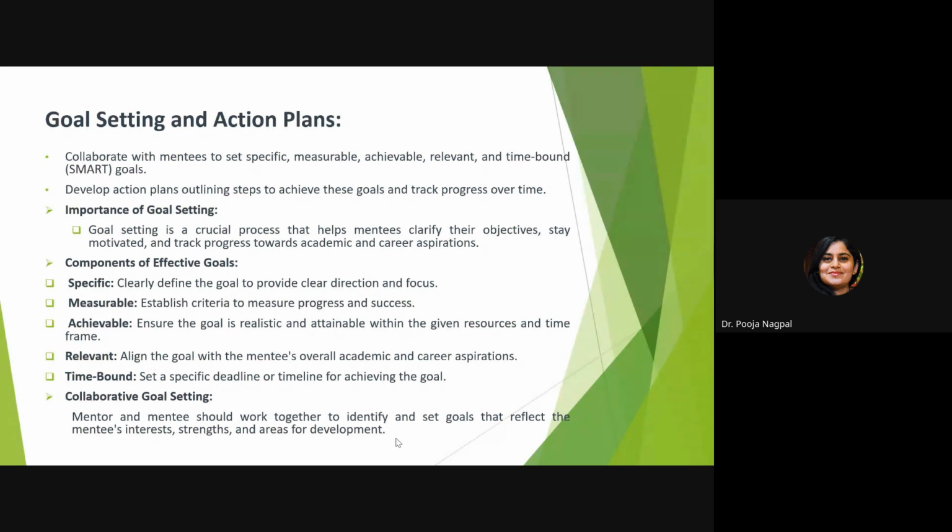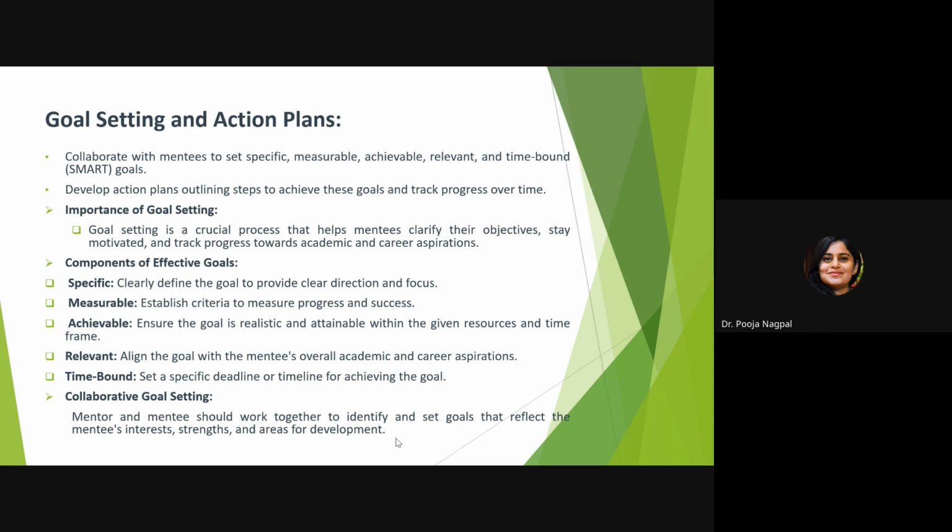Achievable: ensure the goal is realistic and attainable within the given resources and time frame. For example, some students gave me the thing that they want to go for a fun trip once a month. So that was not an achievable thing, so I needed to discuss it with the student. You need to judge by yourself whether it is achievable or not.